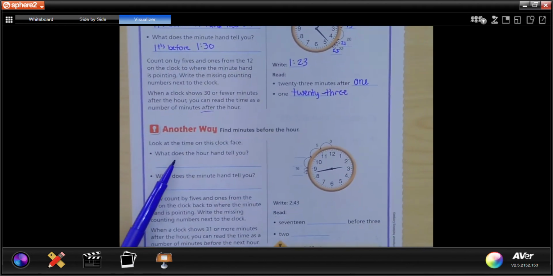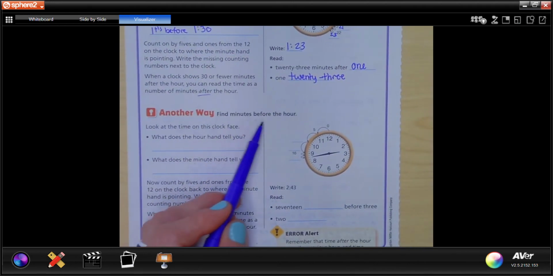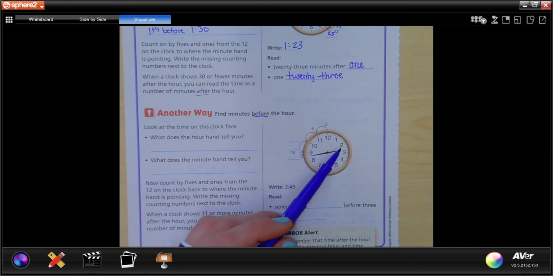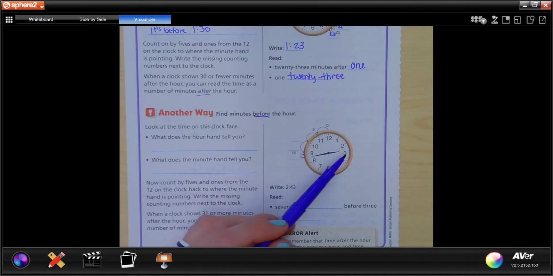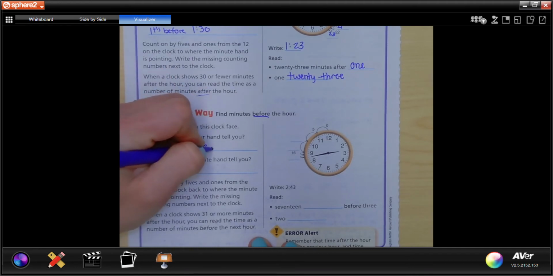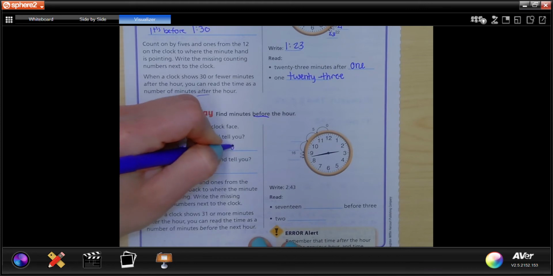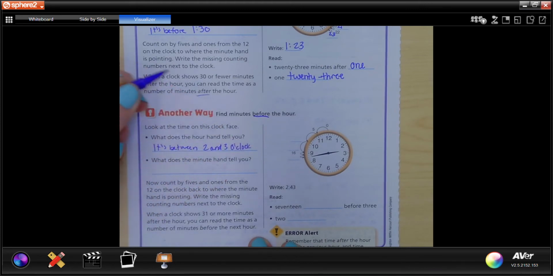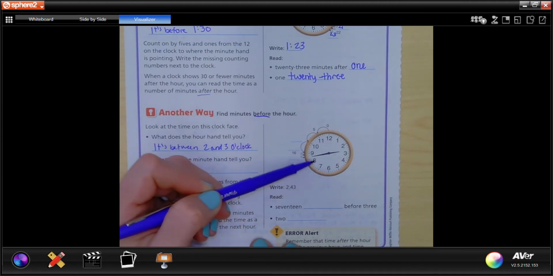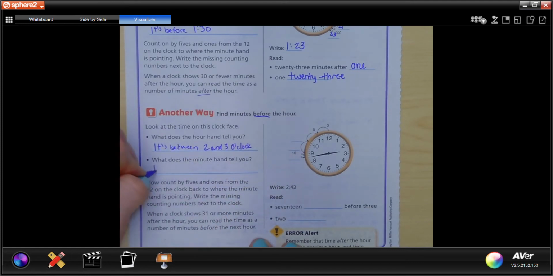Another way. Find minutes before the hour. Look at the time on this clock face. What does the hour hand tell you? Well, the hour hand tells us it's between 2 and 3 o'clock. What does the minute hand tell you? Well, here's 30. There's 2:30, so we know it's after 2:30.